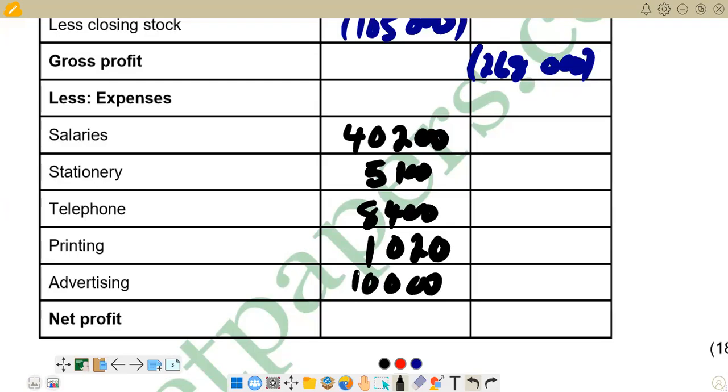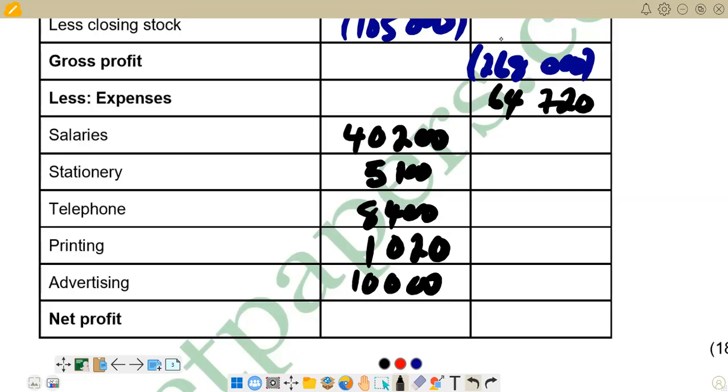So this marks the end of our expenses. Then we add now 40,200 plus 5,100 plus 8,400 plus 1,020 plus 10,000. We're going to get 64,720. And this is our total for expenses going to come here, 64,720.